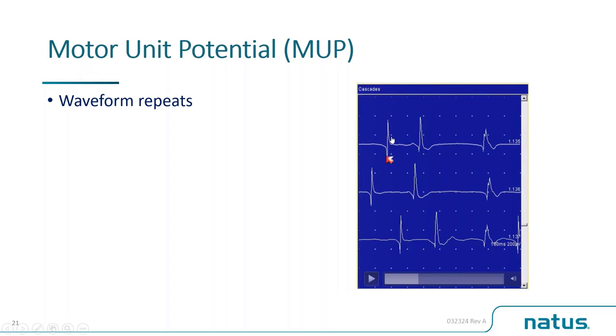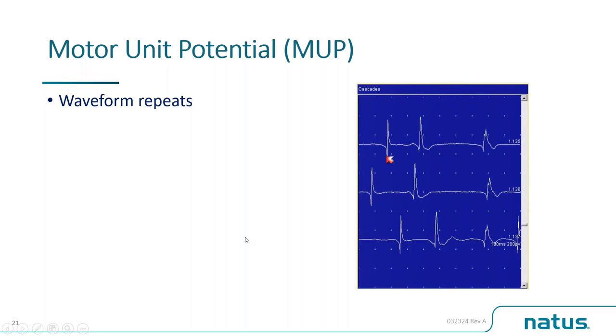So here you can see waveform one. Over here, you can see it here, you can see it here. So that's one motor unit potential. Here is another waveform, we see it repeating. So when you see the waveform repeating, you know this is coming from a single motor unit. So in this recording, we have three different motor unit potentials.